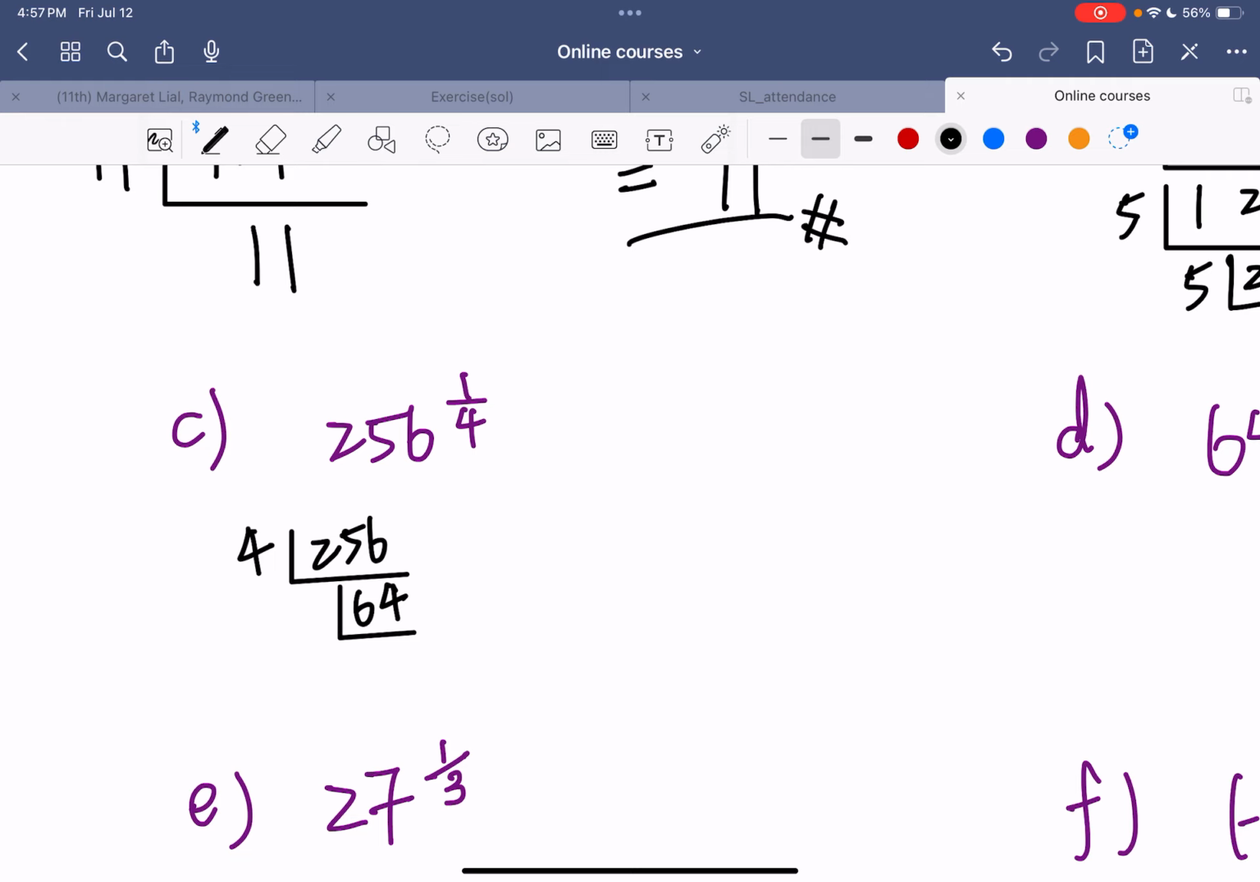And then here we got 4 again. 1. We got 24 left. 24 is 6. Okay. 4 times 6 is 24. And then we got 4 and 4. Okay, so we got that 256 is 4 power of 4. So when we do 256 with power of 1/4, that will become 4.